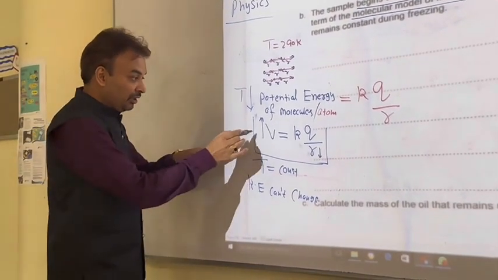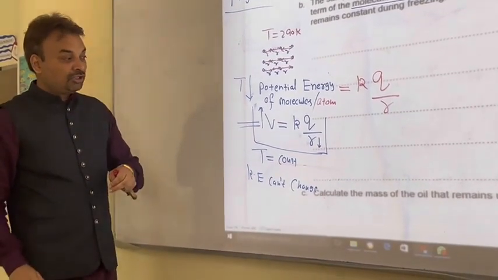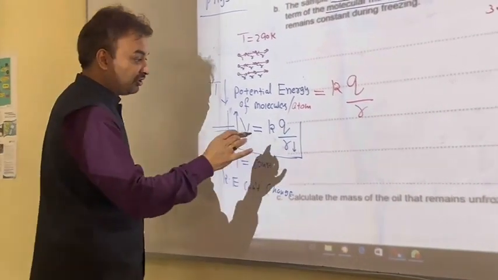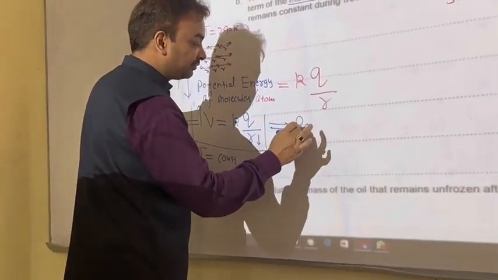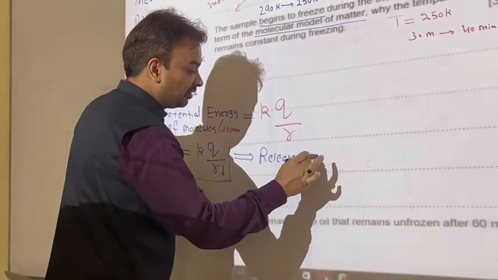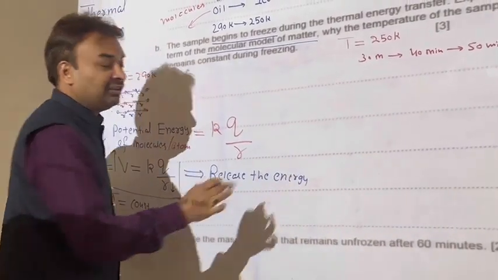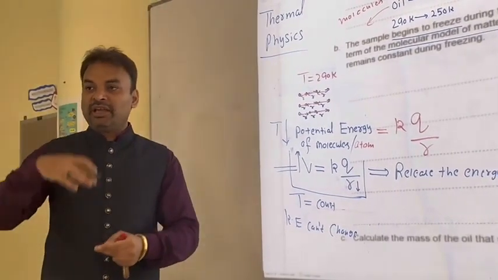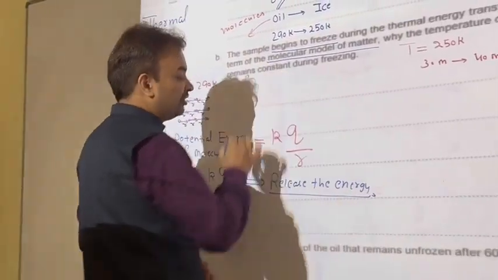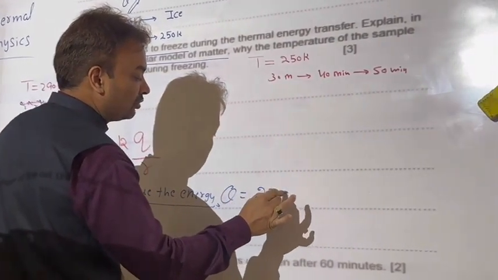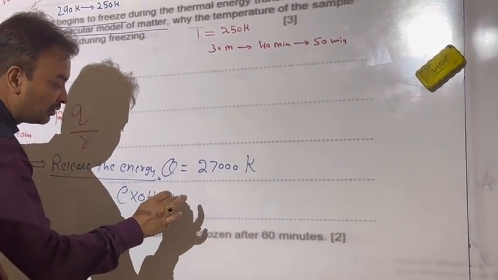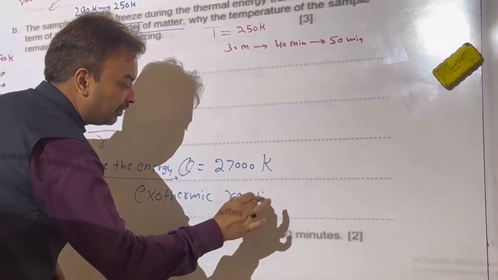So this increase in potential energy will release the energy. Now this is a type of exothermic reaction happening in the refrigerator. When we put the oil in, that is an exothermic reaction, so it releases energy. How much energy is released? Q is equal to 27000 joule. So this is an exothermic reaction happening with the oil inside the refrigerator.